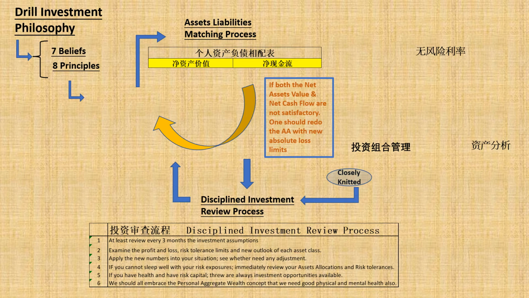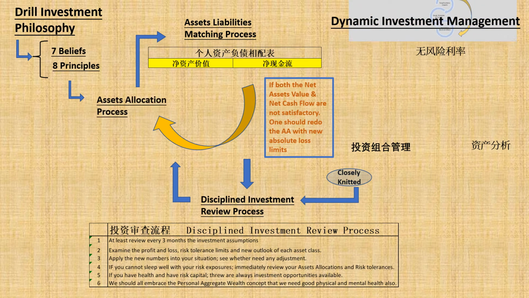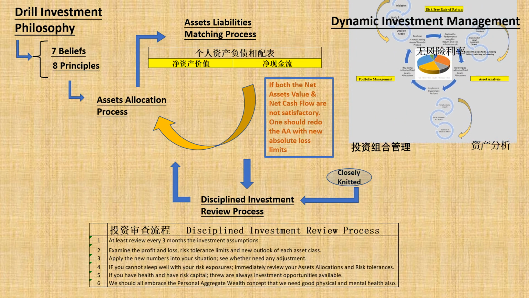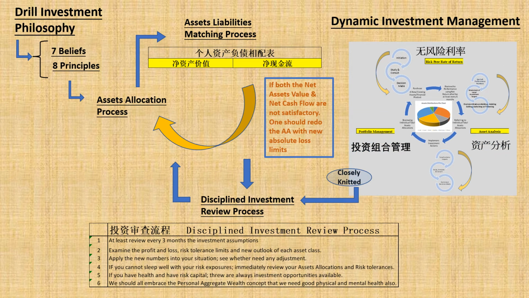If you have health and you have risk capital, there are always investment opportunities available for you. No need to rush. So we should all embrace the personal aggregate wealth concept, that we need good physical and mental health. So remember, when we do the dynamic investment management part, the disciplined review process is closely knitted with the portfolio management and the asset analysis part.